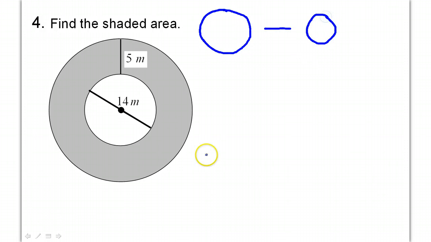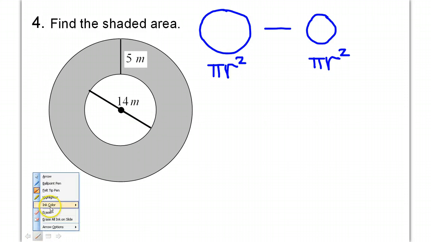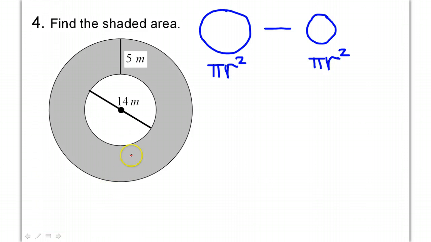So let's see, the larger circle. Well, we know that the area of a circle is pi r squared. In both cases, obviously. Alright, so all we need to know is the radius in both cases. Well, let's go and do the small circle first because that's the easiest. In the case of the small circle, what is the radius of the small circle? Is it 14? No, of course it's not 14.